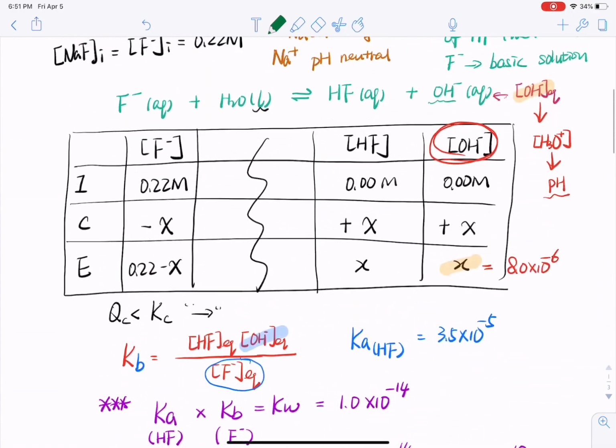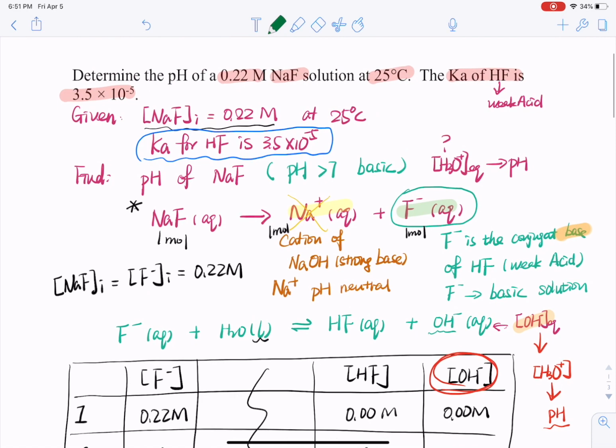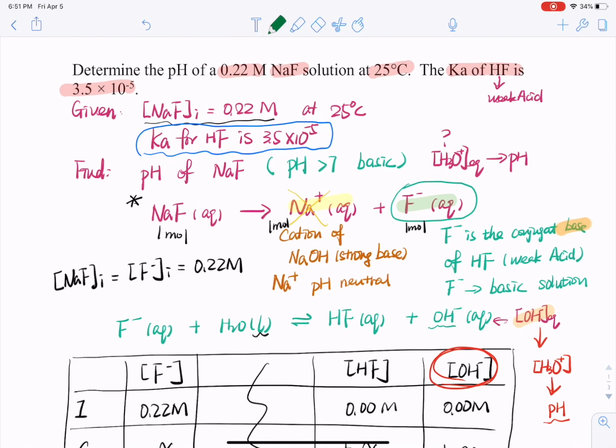This is a really good question, so make sure you understand the whole process. This is how to determine the pH of a salt solution. Thank you for listening.